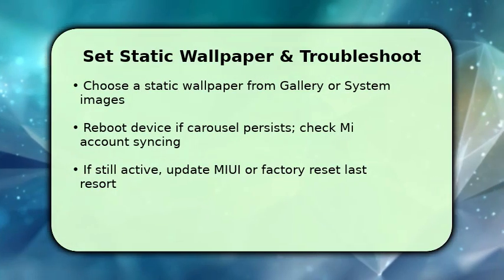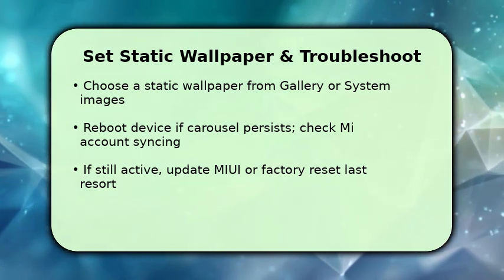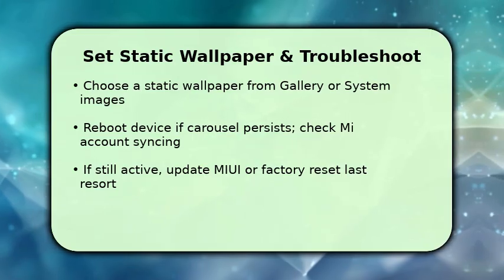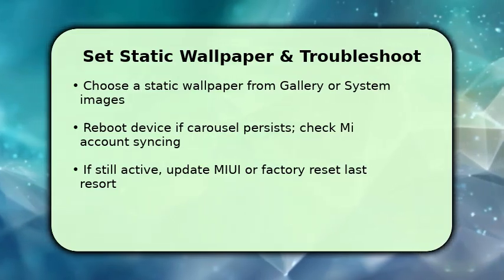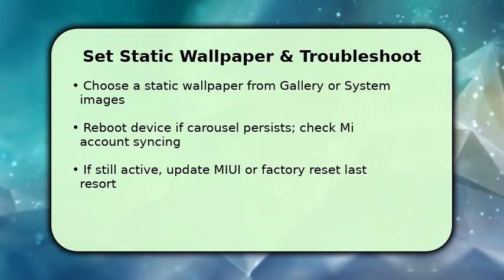Finish by selecting a static wallpaper from gallery or system images and apply it to home and lock screens. This replaces the carousel immediately. Once done, reboot the phone to ensure changes stick and make sure My account syncing didn't re-enable carousel settings.